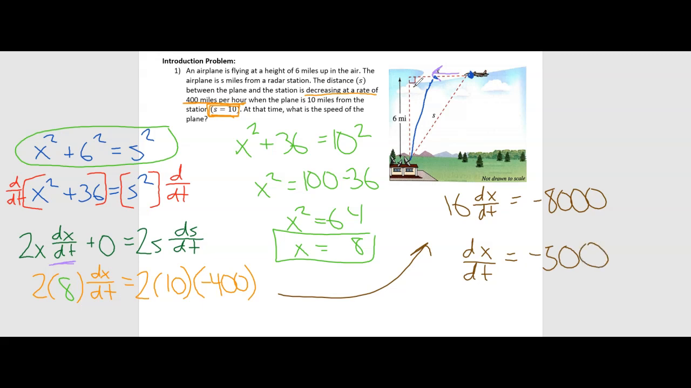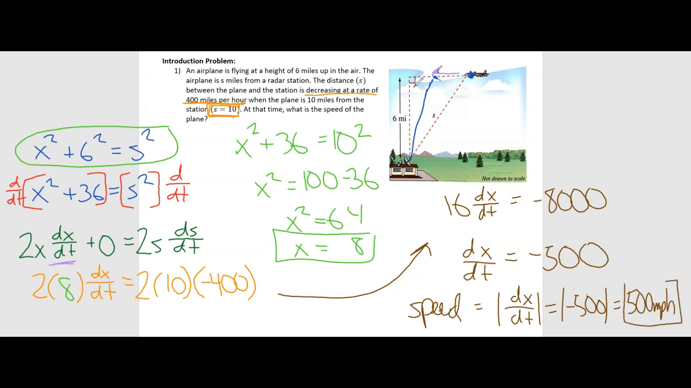And we have to remember that we're talking about a speed. So speed is the absolute value of velocity, which is what dx dt is. So speed is equal to the absolute value of dx dt, which is equal to the absolute value of negative 500, which is equal to positive 500 miles per hour. So the speed of the plane is 500 miles per hour.